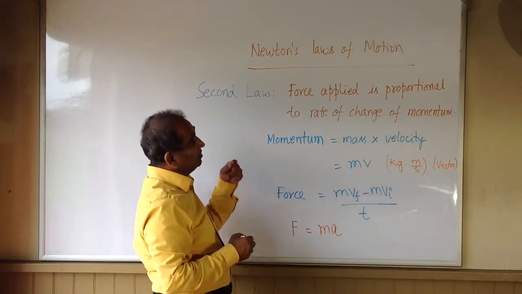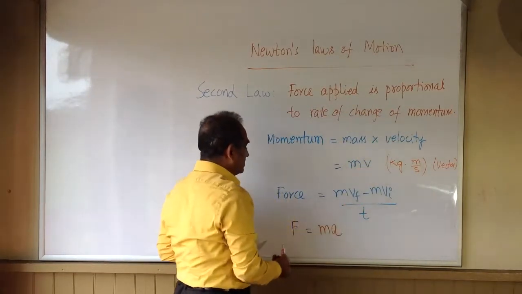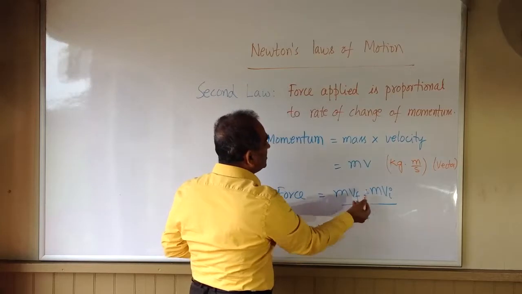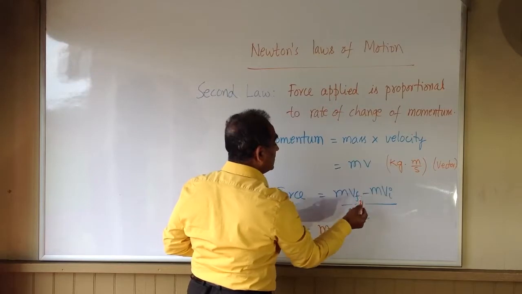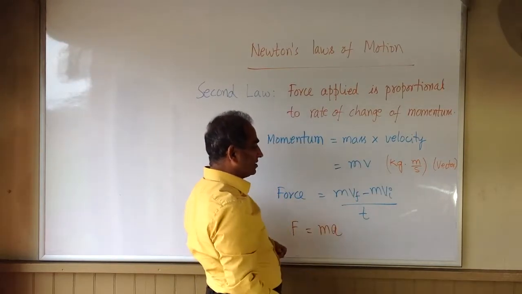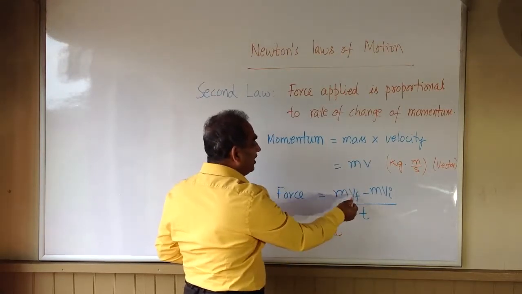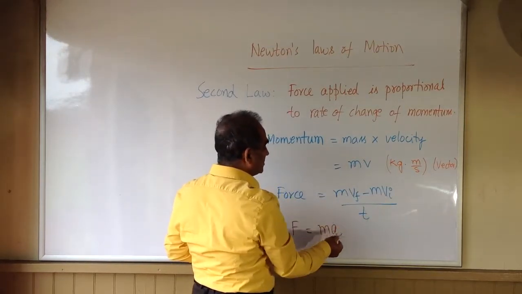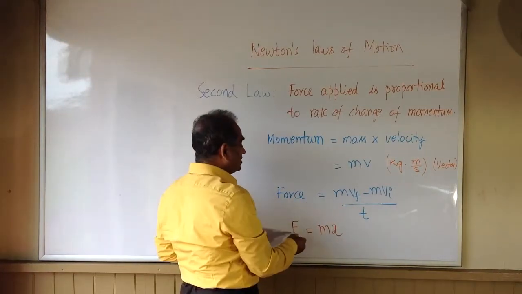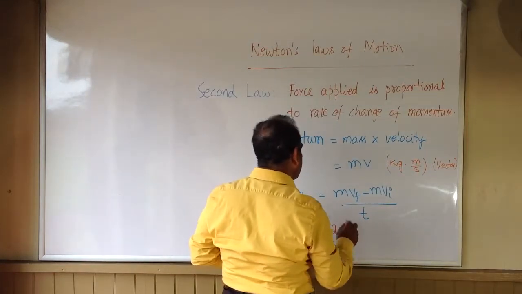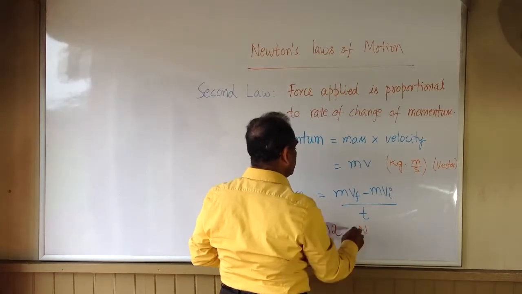And Newton's second law states that the force applied is proportional to the rate of change in momentum. That is, force is equal to change in momentum over time. Rate is always with respect to time. Change in momentum over time is called rate of change of momentum. And you know that if this m is pulled out, then v final minus v initial over time is acceleration, which we have learned in motion in one dimension. So force is mass times acceleration, and the unit of force is Newton, N, capital N, standing for Newton.